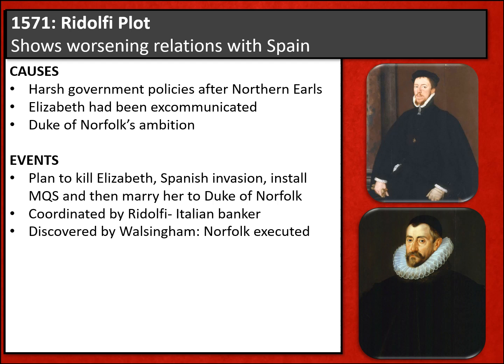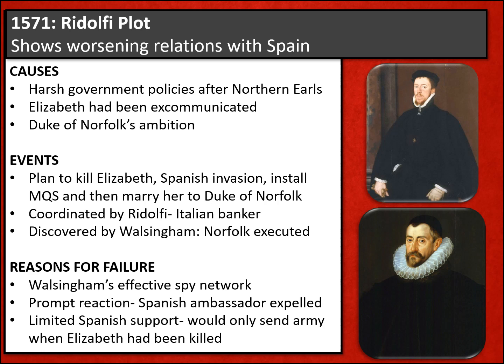But because he was meeting so many people, again, security in the plot was loose, and Elizabeth's Secretary of State, a really important figure for us called Francis Walsingham, who's in the bottom image, discovered this. And simply the plot fell apart and Norfolk was executed. Now the reasons for the failure of this plot are the effective spy network of Francis Walsingham, and this is a highly efficient operation, and again we'll see this returning as a characteristic of future plots as well.